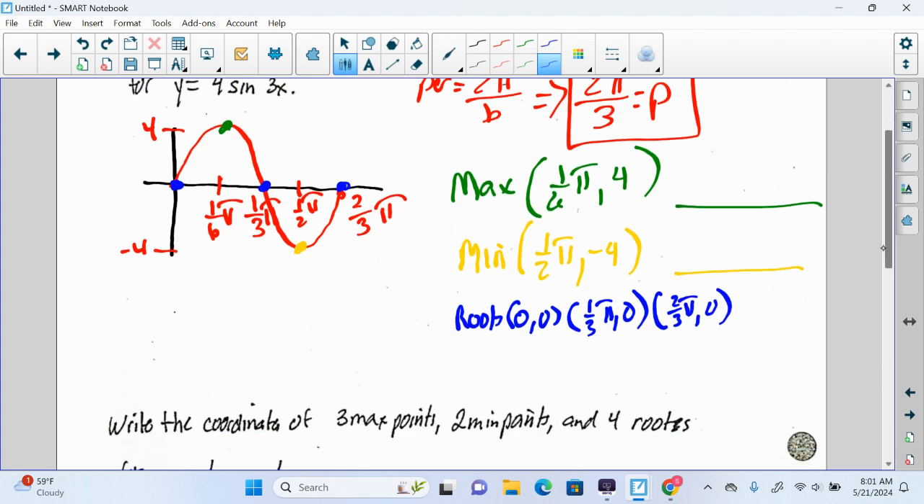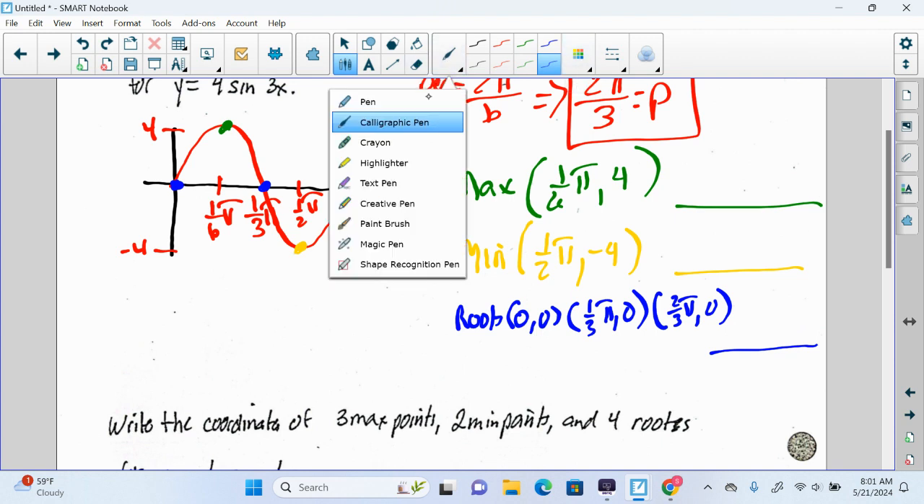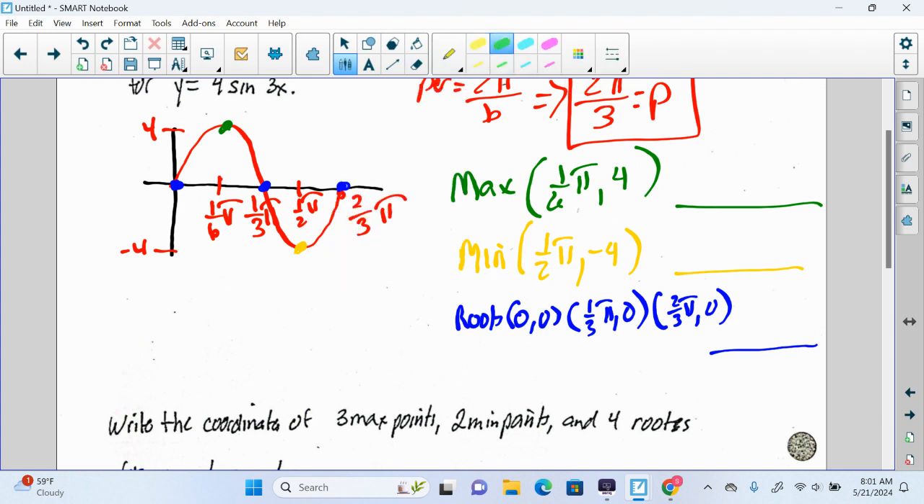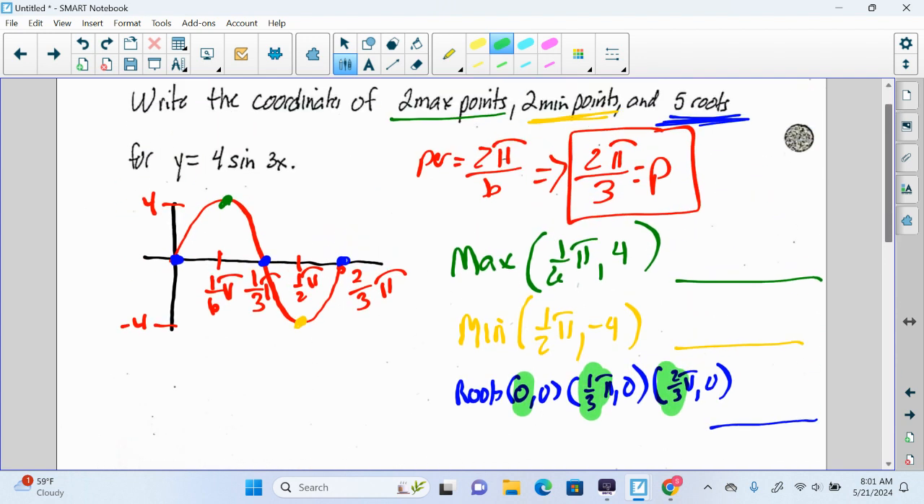Okay, we still need 2 more. By the way, with the roots, if you just put the x value there, that's perfectly fine as well. Now, obviously, if I want more, we need to extend this. So theoretically, I could go ahead and graph this here.